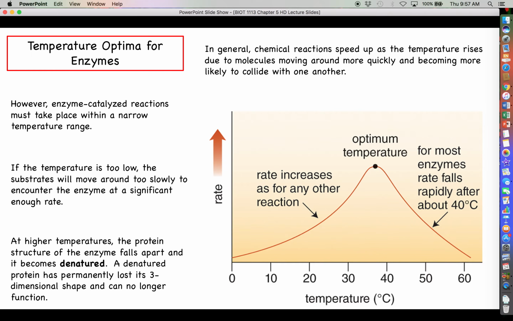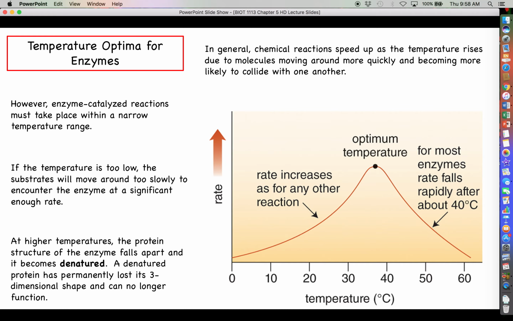On the other hand, at higher temperatures, it is true that substrates are going to be moving around a lot more quickly, but the problem here is not the substrates, it's actually the enzyme. At higher temperatures, the protein structure of the enzyme is going to start to fall apart, and we call this process denaturation.